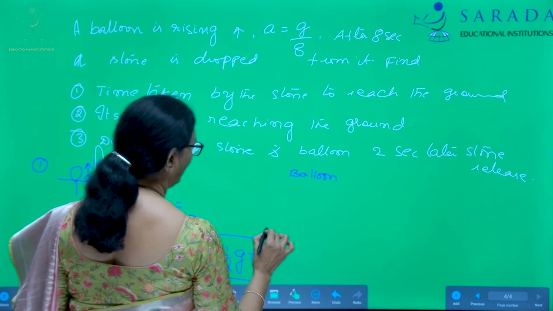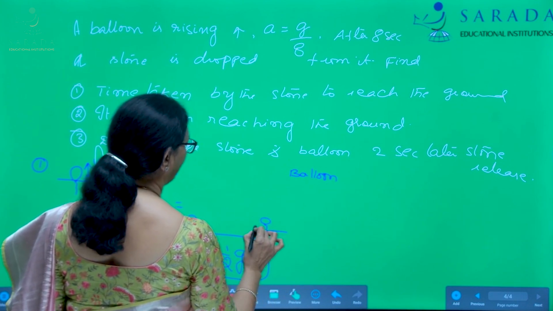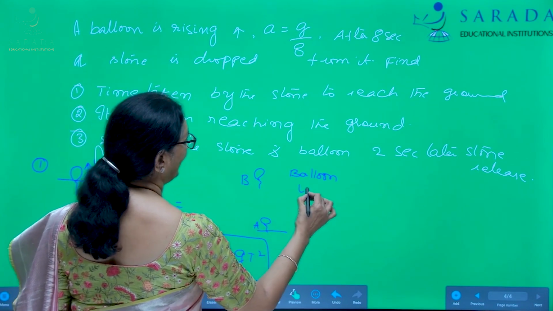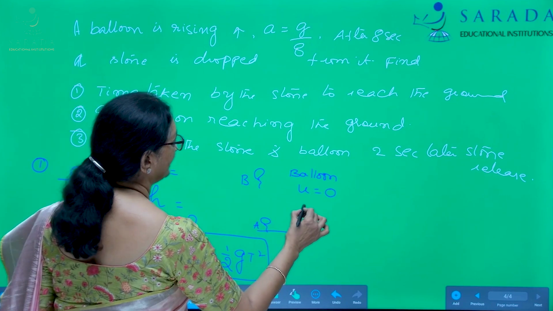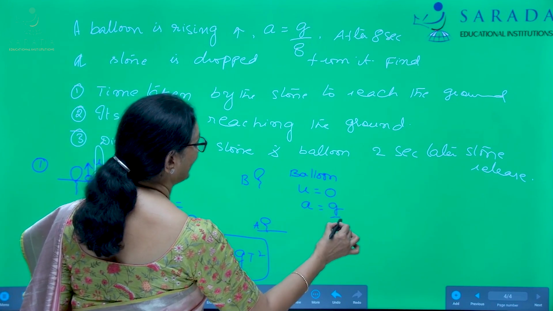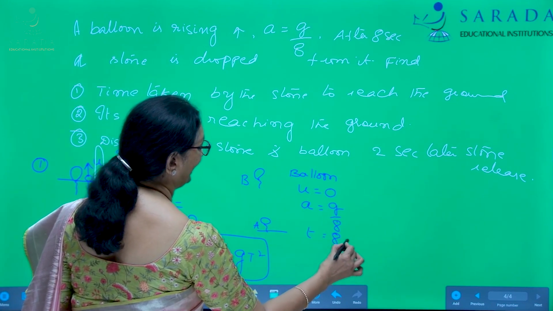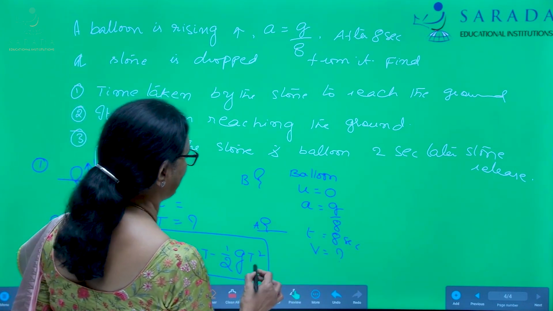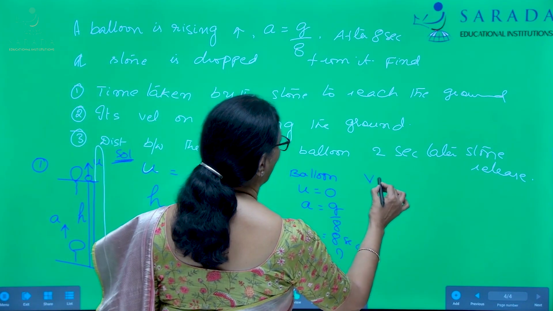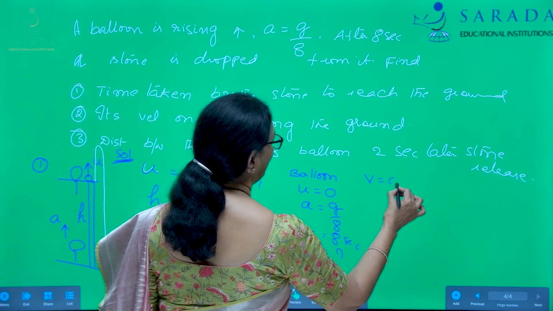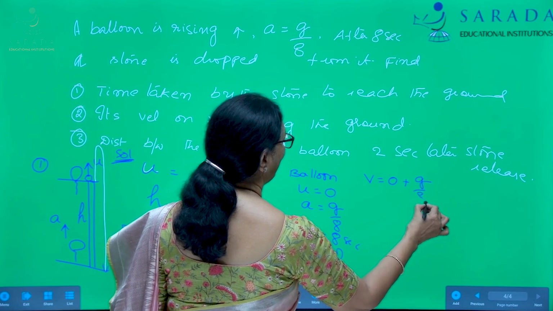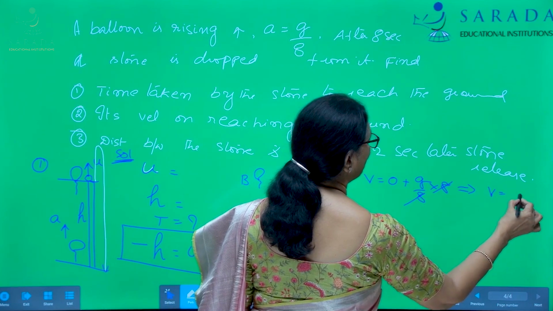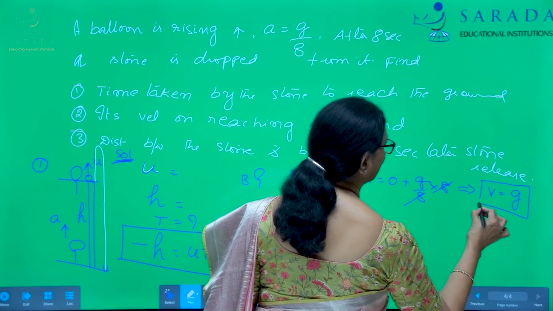Okay. So, balloon starting from the ground, that is from the point A, it has reached the point B. So, as far as the balloon is concerned, initial velocity is 0, a is equal to g by 8, t is equal to 8 seconds. So, what is the final velocity at time 8 seconds? So, v is equal to u plus at, u is 0, a is g by 8 and t is 8. So, v is numerically equal to g.